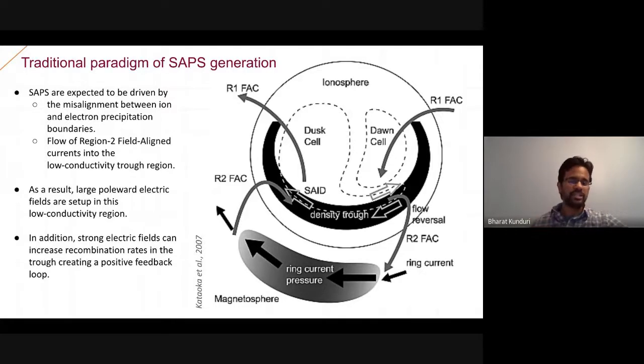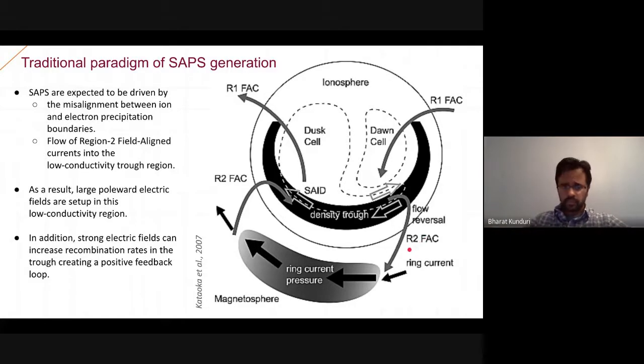This results in a radial electric field in the magnetosphere. When you map this into the ionosphere, it maps as a poleward directed electric field, resulting in a westward E cross B drift.